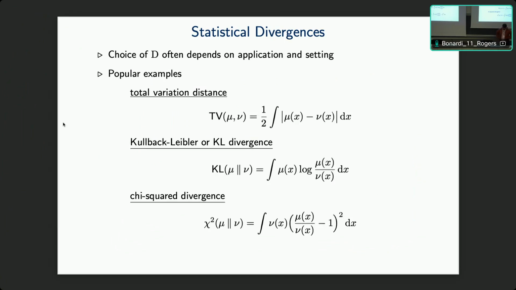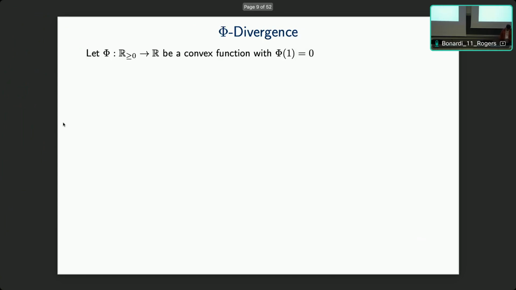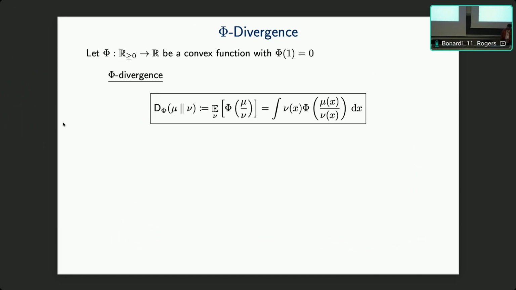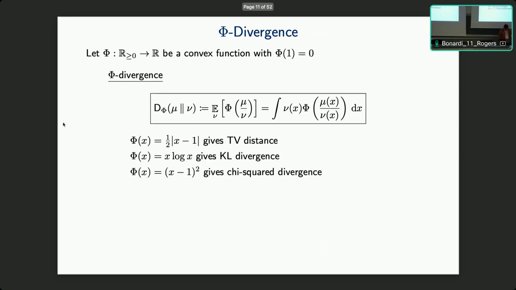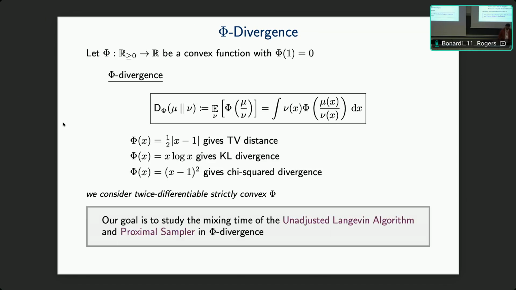You can measure the mixing time in many choices of distances or divergences, for example, total variation, KL, chi-squared. The family of phi divergences includes all of these examples as special cases. So what are phi divergences? They are parameterized by a convex function phi, and the phi divergence between mu and nu is the expectation with respect to the second argument times phi of the density of mu with respect to nu. Different choices of phi give rise to the examples I mentioned on the previous slide. We will consider twice differentiable and strictly convex functions phi. Our goal in this paper is to establish mixing time bounds for two popular sampling algorithms, the unadjusted Langevin algorithm and the proximal sampler, in phi divergence.